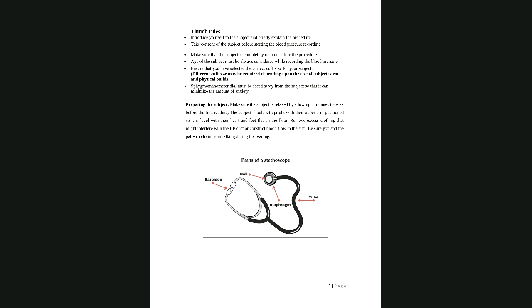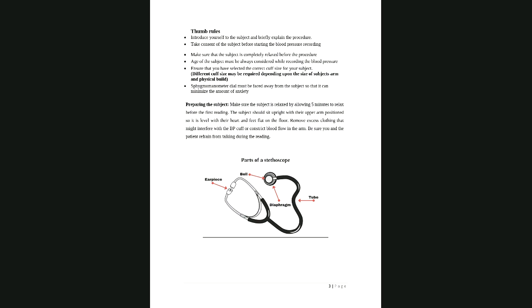Some people might have been running, some people might have climbed the staircase. So all these things you need to keep in mind. You have to ask the patient to relax first. After 5 minutes, you will be recording the blood pressure. You can see that, whatever I have mentioned in this particular lab manual, it has to be followed very strictly. Here you can see, remove excess cloth that might interfere with the BP recording. So all these points you need to keep in mind.